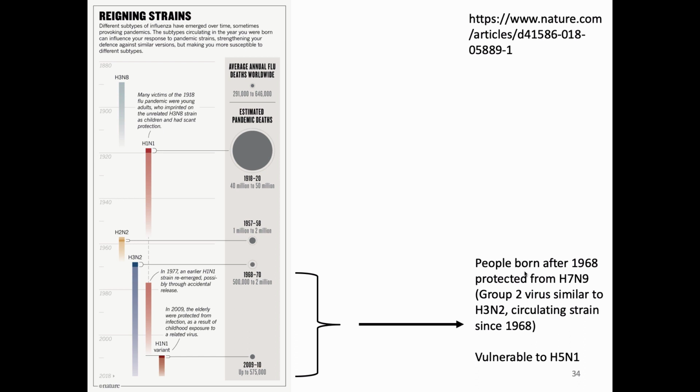People born after 1968, their first flu was probably an H3N2. And it turns out H3N2 is really similar to H7N9, and people born after 1968 are probably going to be in better shape if we have an H7N9 pandemic. But if we have an H1 or H5N1 pandemic, those people are out of luck because their first flu is leading them to a different response. And so some of what we see population-wide is based on pre-existing immunity and the impact of memory responses.